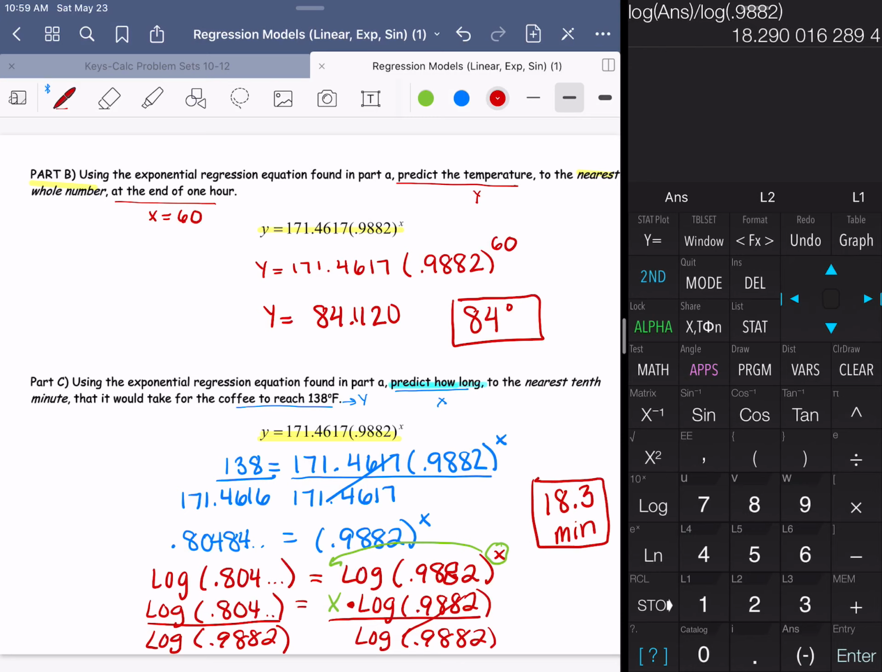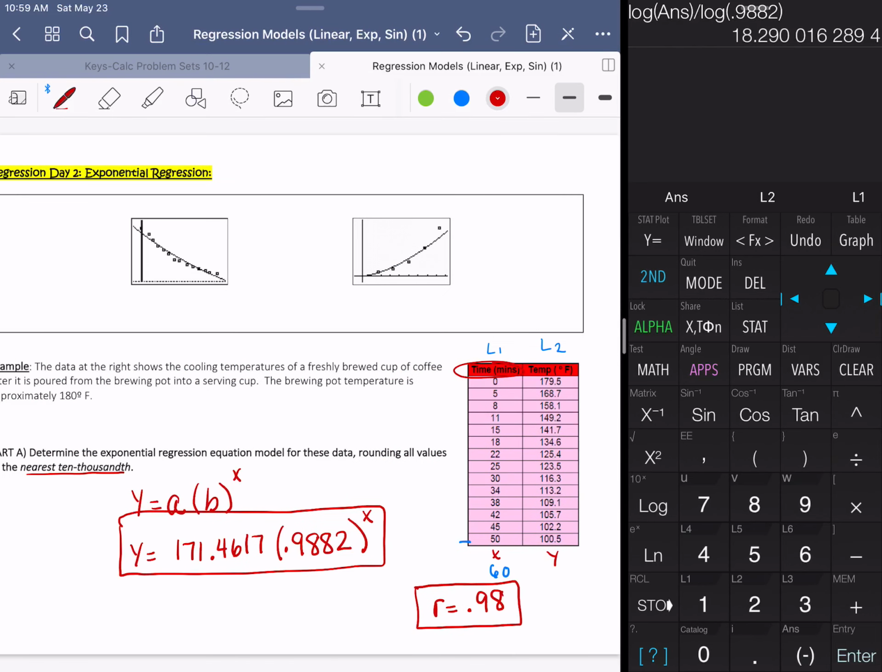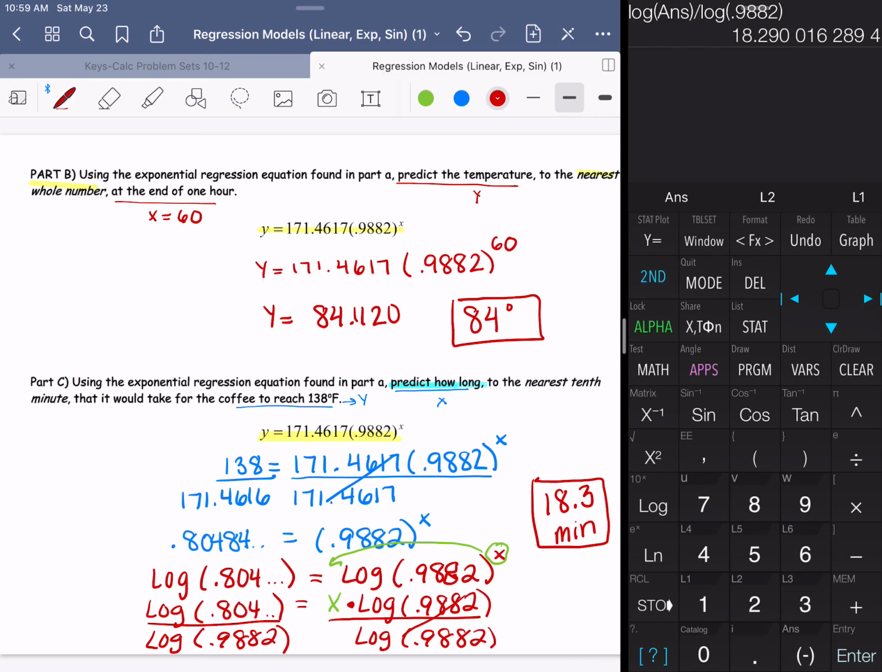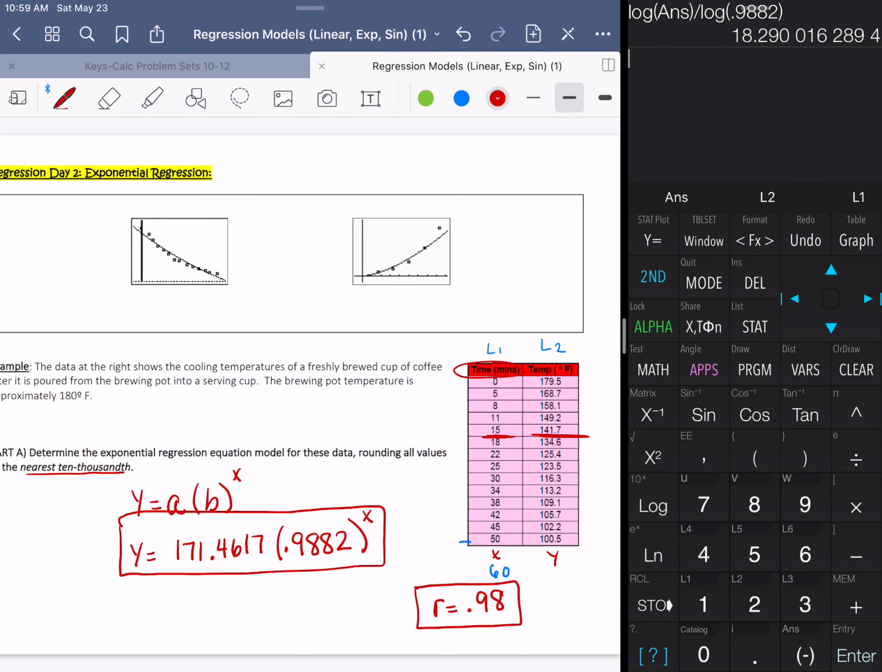And let's see if this makes sense. Let's go back and look for 138 degrees. So 138 would probably be somewhere around here, right? Between 141 and 134. So between 15 and 18 should be our time in minutes. And we got 18.3. So yeah, pretty close, that works nicely.